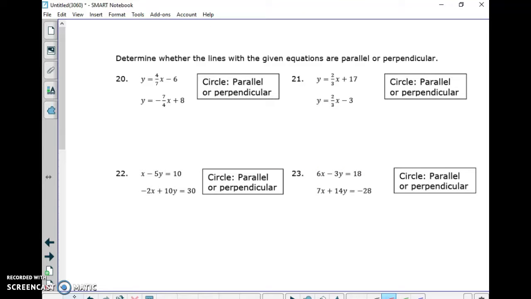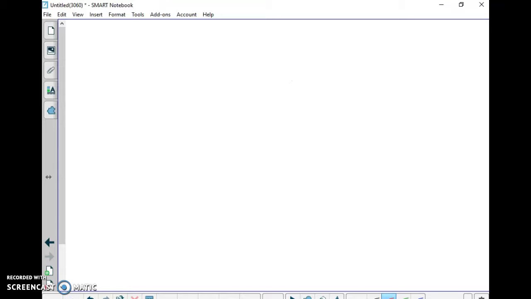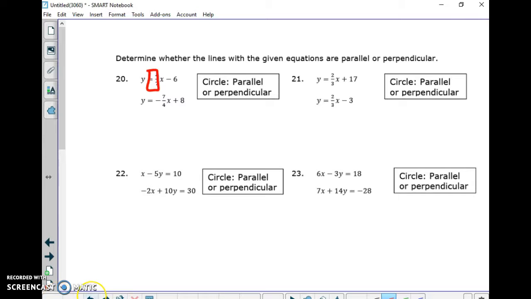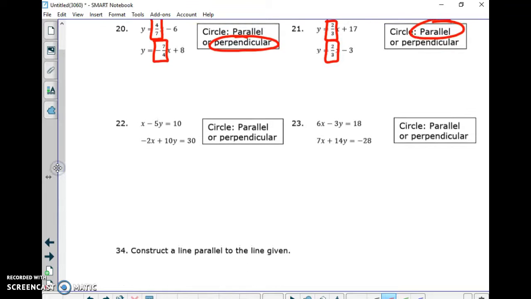20, all you got to do is circle if they're parallel or perpendicular. So I'm looking at 20. This is positive 4 over 7 slope, and then negative 7 over 4. That changes the sign and flips the fraction. That's definitely perpendicular, right? On 21, 2 over 3 slope, 2 over 3 slope, those are the same, parallel. Now, 20 and 21 were very easy in my opinion. But you're going to have these on your test, number 22 and 23.